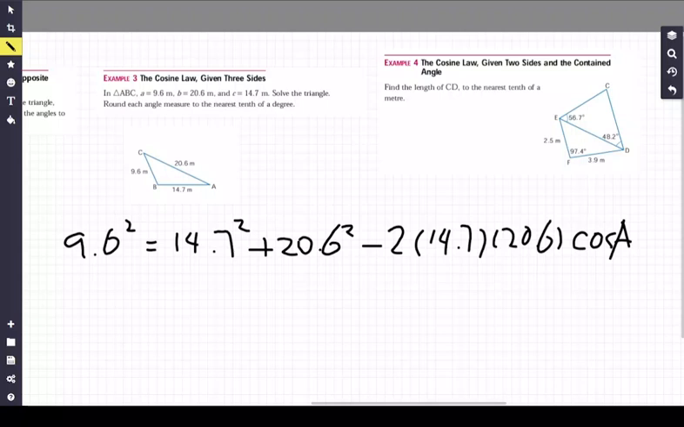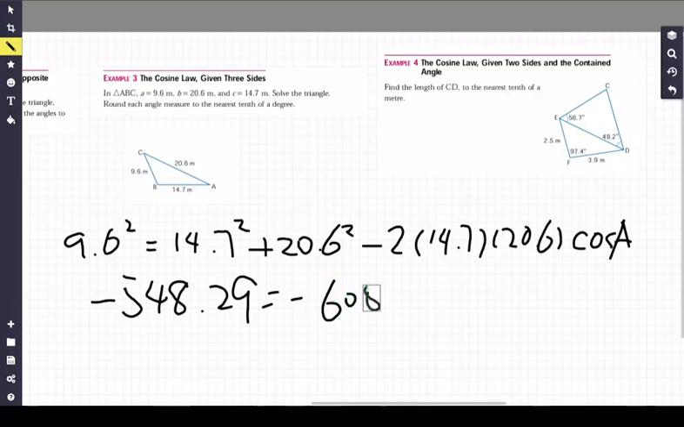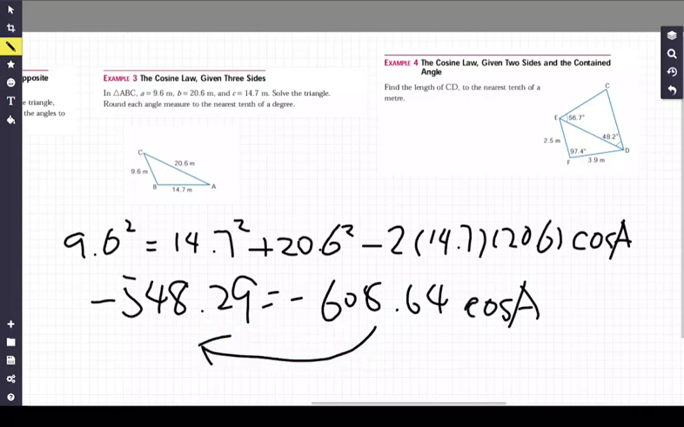So essentially on the left, you're supposed to have negative 548.29 equal to, so we're going to multiply these three numbers out. Let's go ahead and do that. So negative 2 times 14.7 times 20.6. I'm going to go ahead and get negative 605.64 cos A.